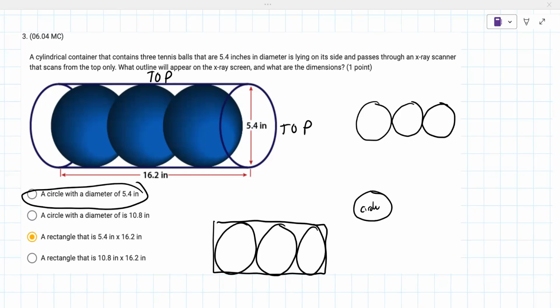I thought an X-ray screen would be like from the front of it. Right, which I guess in this case would be a rectangle. The front though isn't quite a rectangle because it's really these three circles. That's what they're trying to get. All right. So here, let me put the next one in the chat. All right, the next question's in the chat.